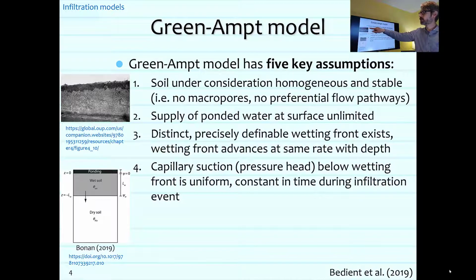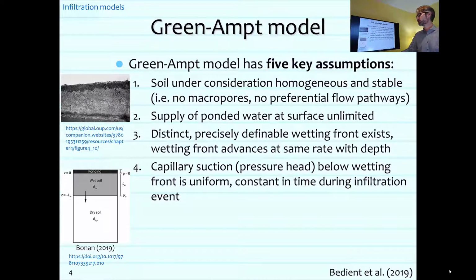You can see it in this field photograph here. This is what the wetting front actually looks like. It's not perfectly flat, but you can see that actually it is clear. So we assume that that distinct, precisely definable wetting front exists, and that it advances at the same rate with depth. So this front will just move downwards uniformly.